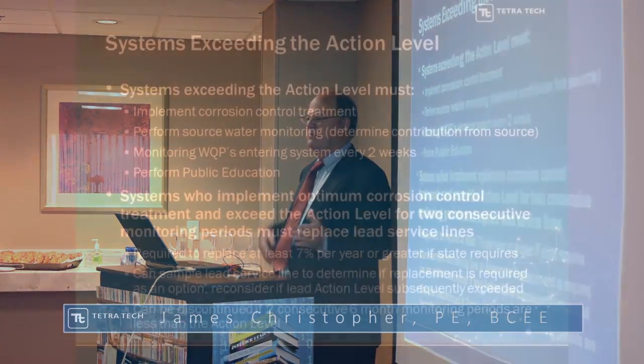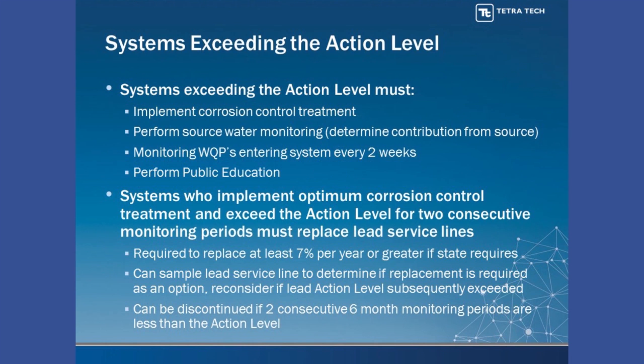And then finally, if you're a system that has implemented optimum corrosion control, you've basically done all the things that we normally do to reduce lead to its lowest levels, and you still don't meet the action level, then if you still have lead service lines, you have to start replacing them. Once again, because the regulators did not want to place a financial burden on utilities, you are only required to replace 7% per year, unless the state can step in and accelerate that to a higher level. And if you look at the bottom bullet, you can be out there replacing lead service lines, and if all of a sudden your corrosion control takes hold, you can just stop under the rules.